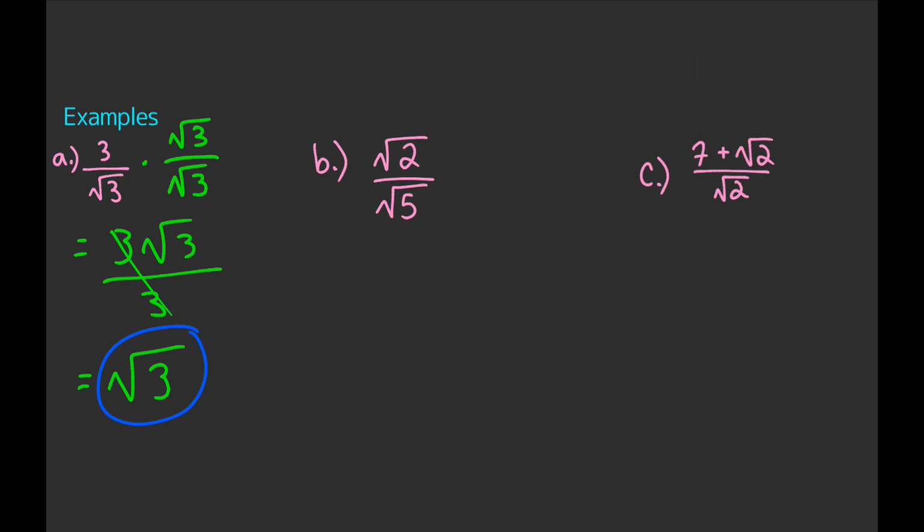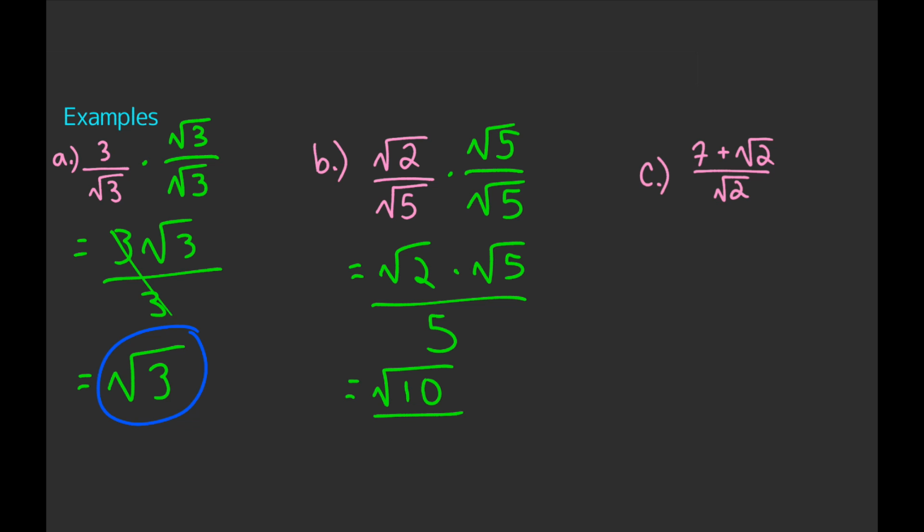On to example B. We have the square root of 2 over the square root of 5. We are going to multiply the top and the bottom by the denominator, so the square root of 5. And that is going to equal the square root of 2 times the square root of 5 over, the square roots in the denominator cancel out, so it'll be over 5. Now all we have to do is simplify the numerator. We can multiply square roots, so that's just going to be the square root of 10 over 5. And that is our final answer.